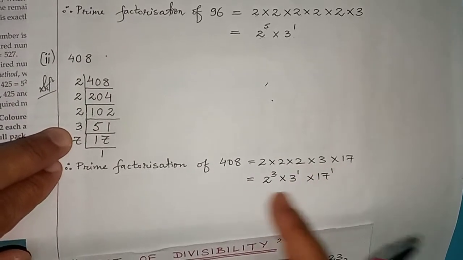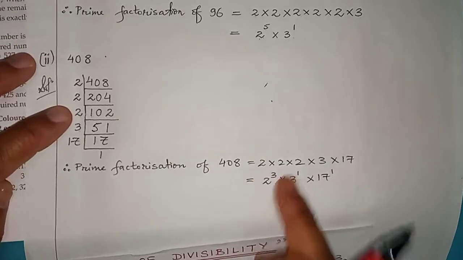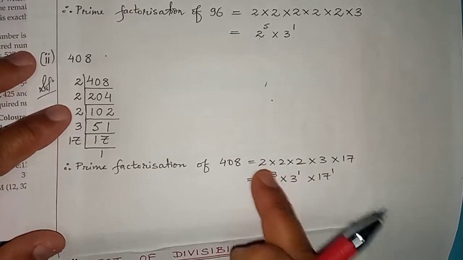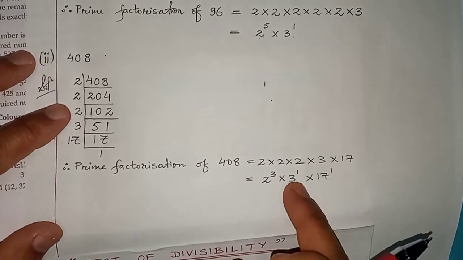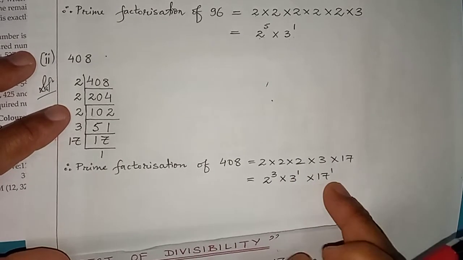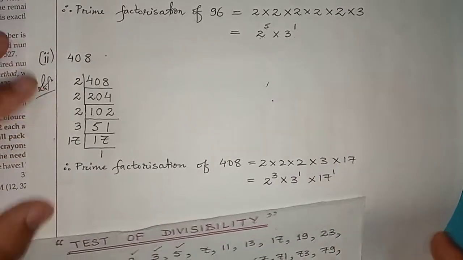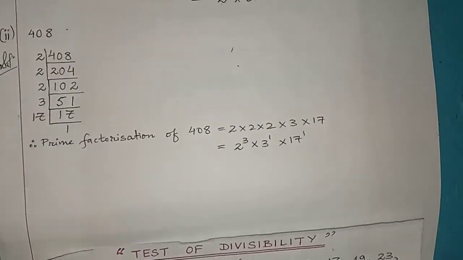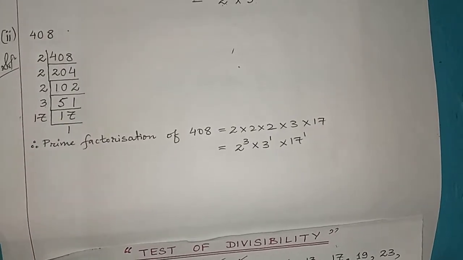And now write in power notation. There are three 2's, so we write 2 with power 3 because 2 is coming 3 times. Into 3, which is 1 time, and 17 is also 1 time. So the answer is complete. In this video I have explained exercise 1C, question 1, sub-numbers 1 and 2.